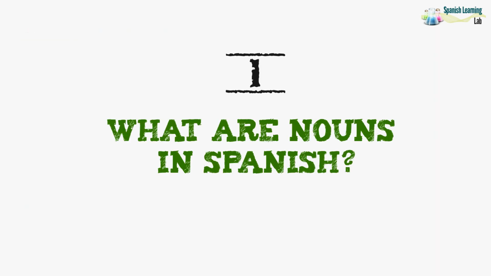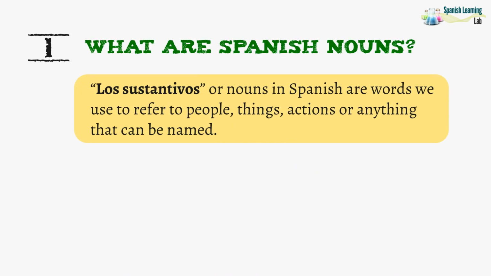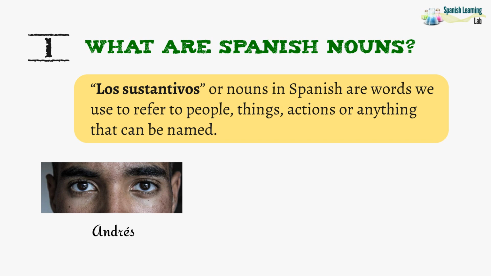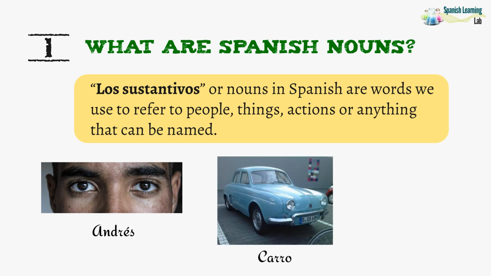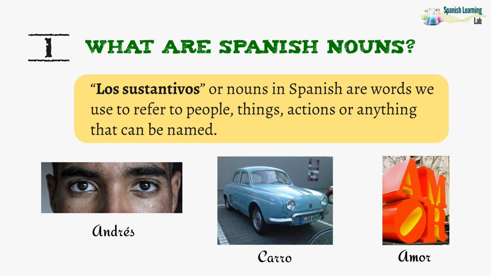What are nouns in Spanish? Los sustantivos, or nouns in Spanish, are words we use to refer to people, things, actions, or anything that can be named. Nouns could be names like Andrés or María, objects such as carro, and even feelings like amor. Just remember that nouns are a reference to something or someone.